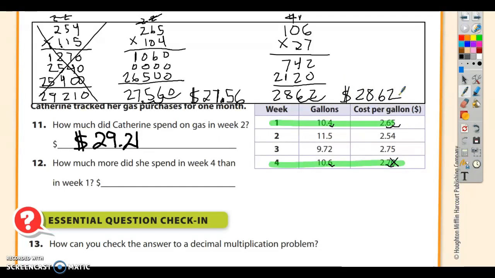And how much more is that than $27.56? I have to go actually subtract and find out. $28.62 minus $27.56. I'm going to have to borrow here. And 12 minus 6 is 6. 5 minus 5 is 0. And 8 minus 7 is 1. It's $1.06. How much more? $1.06.